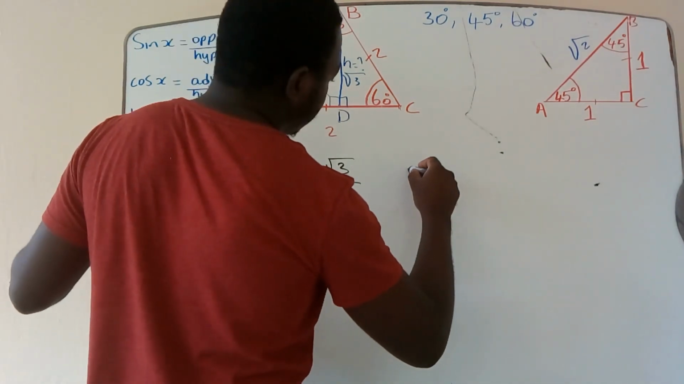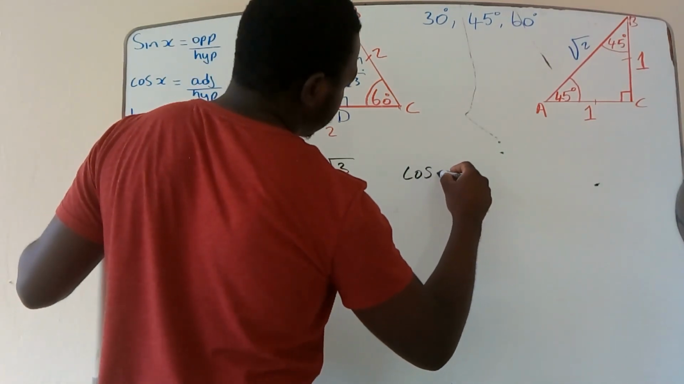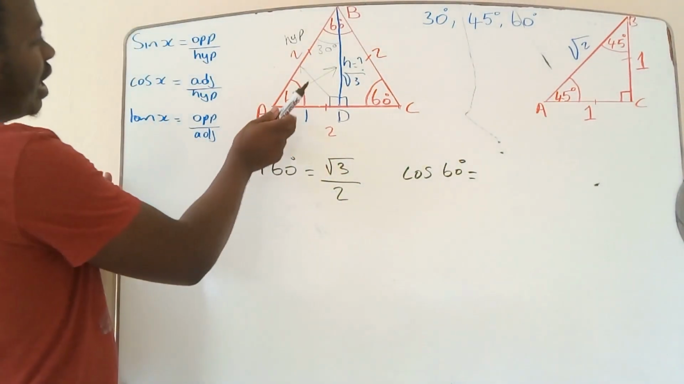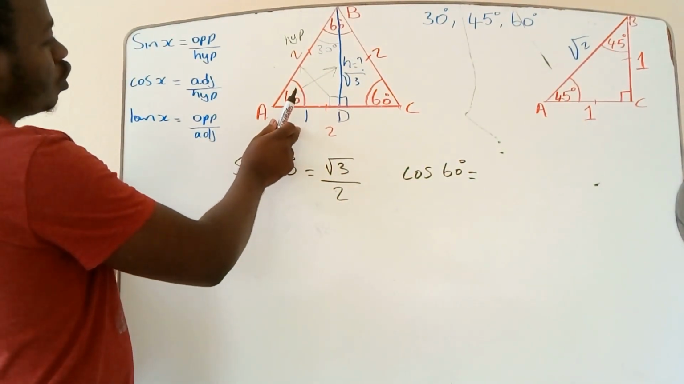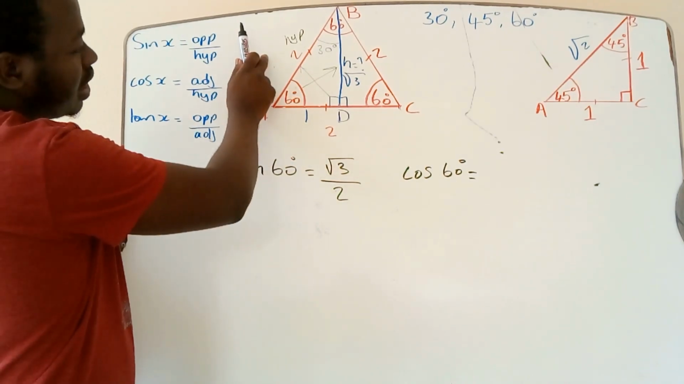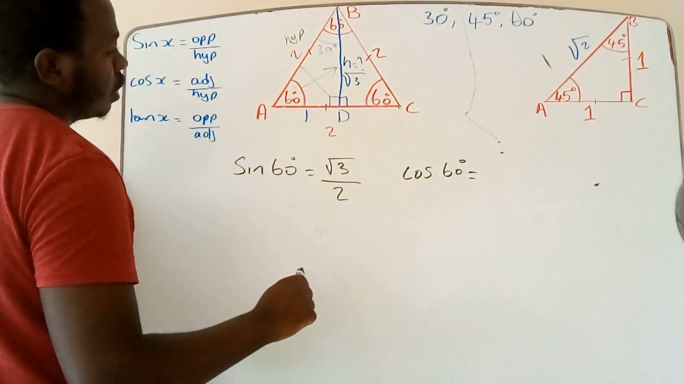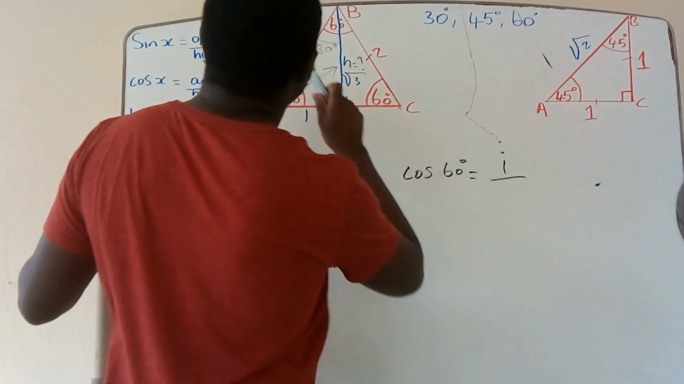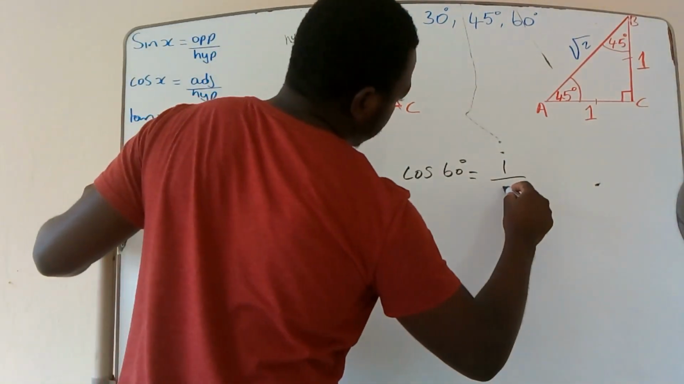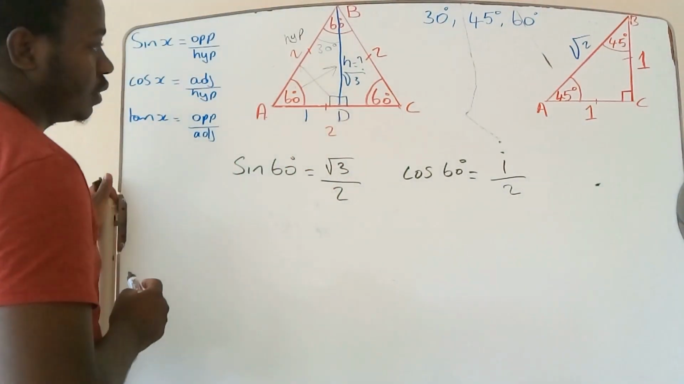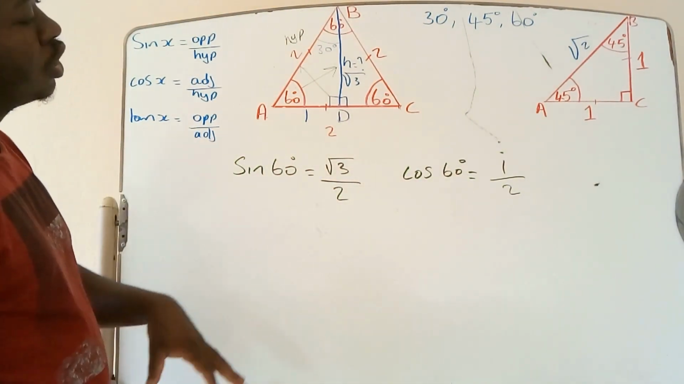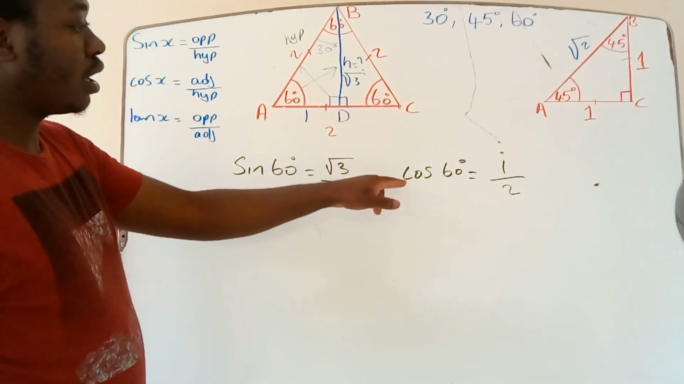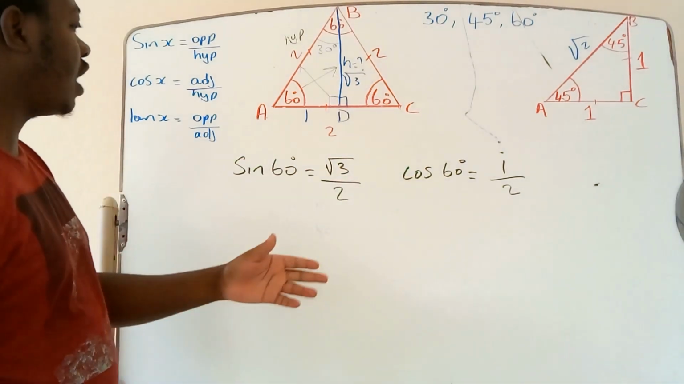Now, let's look at cos 60. So let's say we want to find the value of cos 60, right? We know that it is the adjacent length, which is 1 here, over the hypotenuse length. So this would be 1 over the hypotenuse length, which is 2, which is just a half. And that is also true. You can take your calculator to test it to see if cos 60 actually gives you a half.